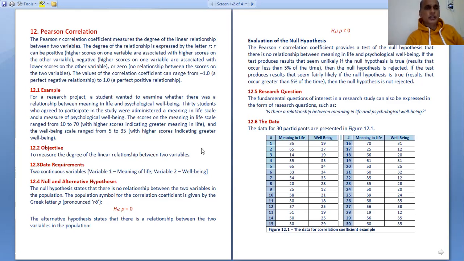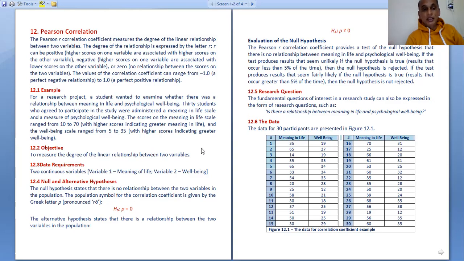Let's have an example to understand correlation. For a research project, we have a student who wants to examine whether there is a relationship between meaning in life and psychological well-being. We have 30 students who have agreed to participate in the study, and they were administered a meaning in life scale and a measure of psychological well-being. The scores of the meaning in life scale range from 10 to 70, and higher scores indicate greater meaning in life. The well-being scale ranged from 5 to 35, again with higher scores indicating greater well-being.